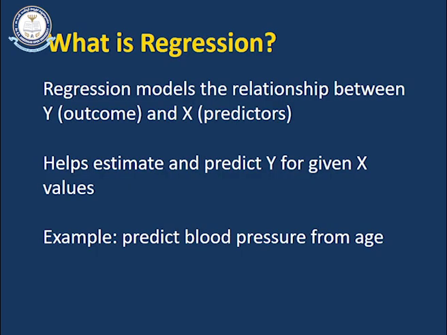Let's dive deep into what regression is. Regression, as we know, is a relationship between y, the outcome variable, and x, the predictor variable. It also helps us to estimate and predict y for given x values. For example, predict the blood pressure from age. That's what it is.